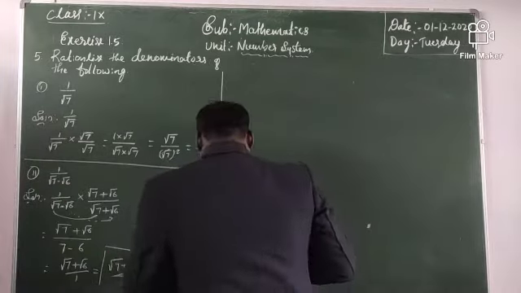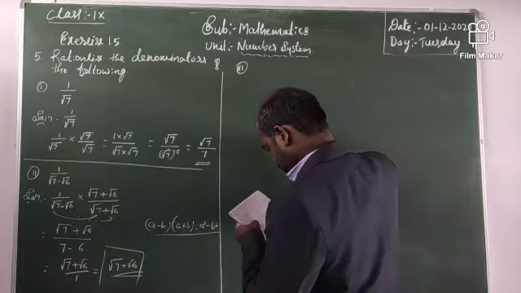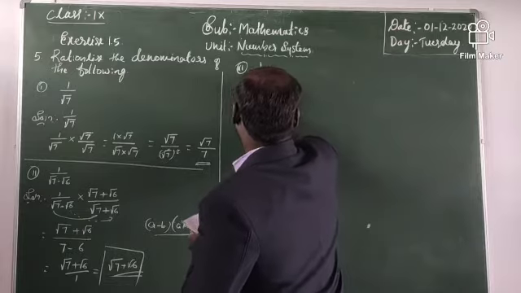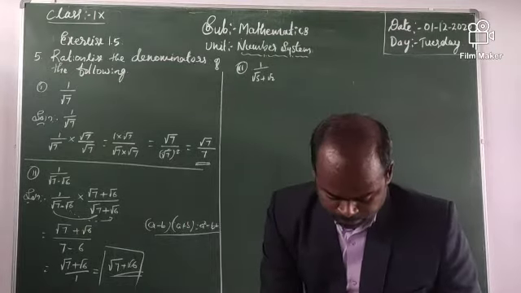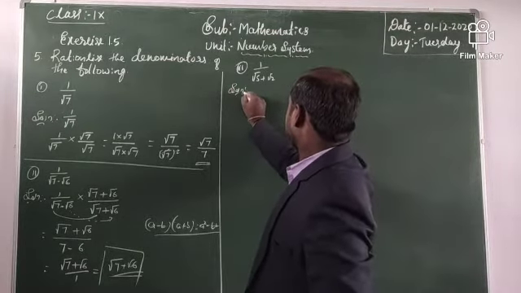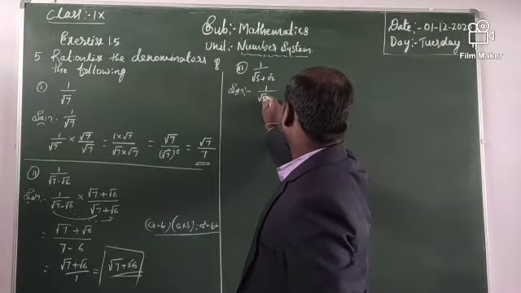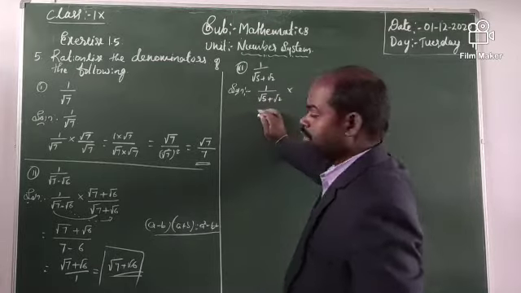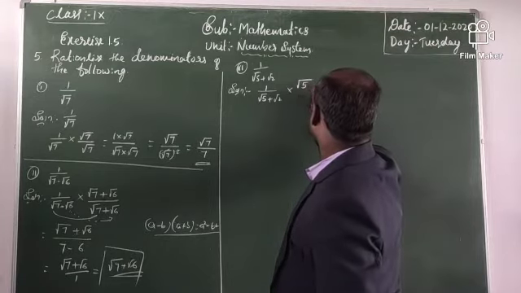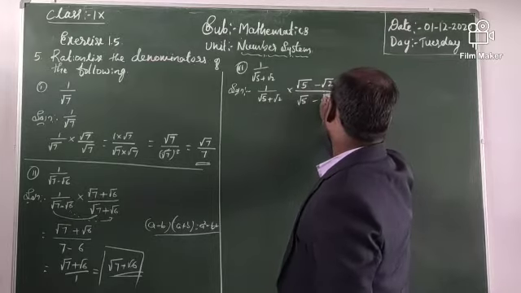Next, I would like to move to another problem. That is 1 by root 5 plus 1 by root 2. Solution for this: that is 1 by root 5 plus root 2. Here, in the denominator, we have to rationalize. The rationalized form of the denominator is root 5 minus root 2 divided by root 5 minus root 2.